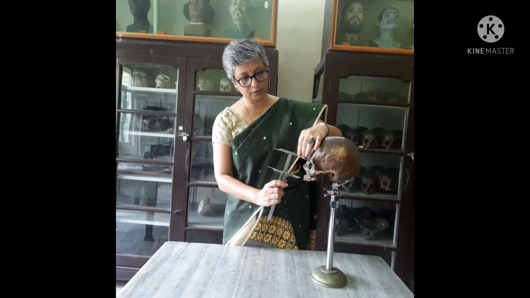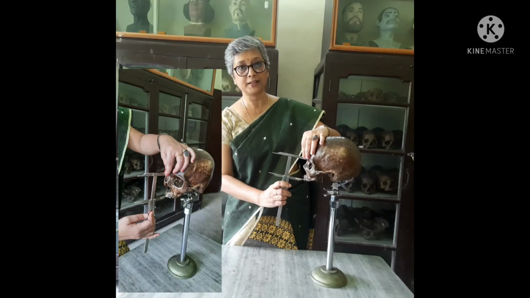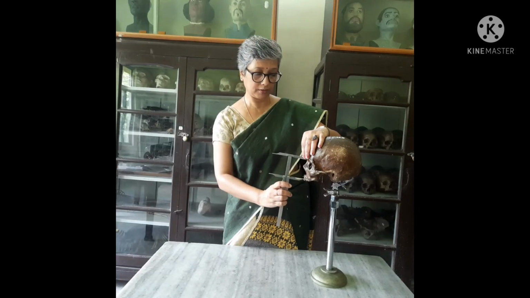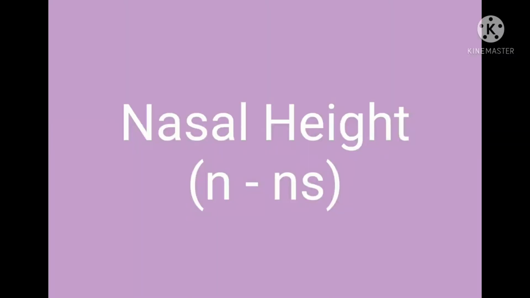So we use a sliding caliper for taking this measurement. The upper arm of the sliding caliper is at the nasion point and the lower is at the prosthion point. The maximum upper facial height has to be read on the scale which is on the sliding caliper.